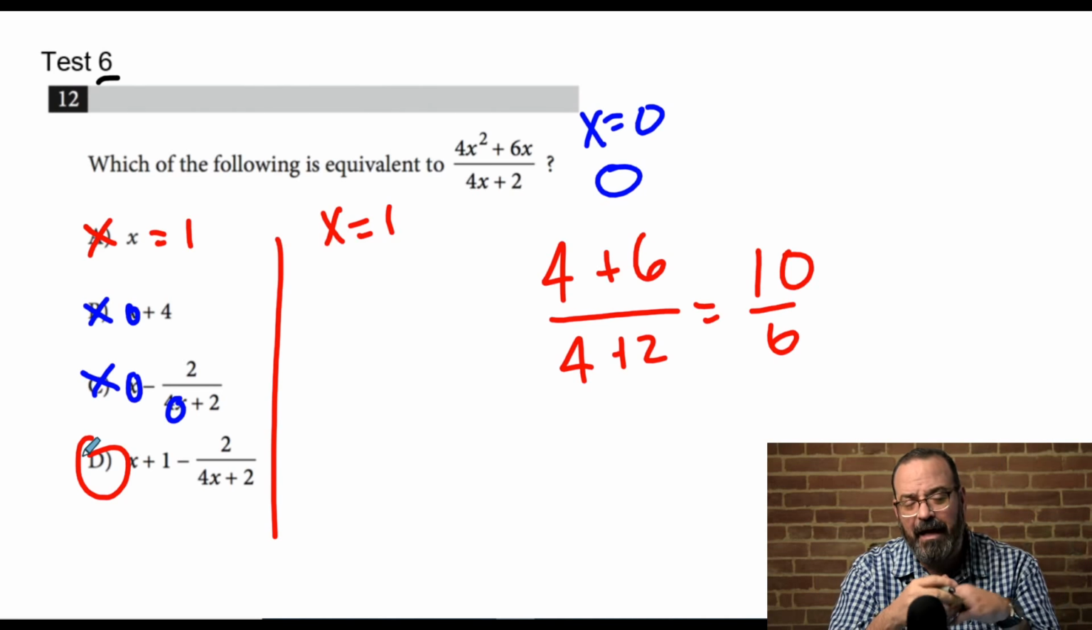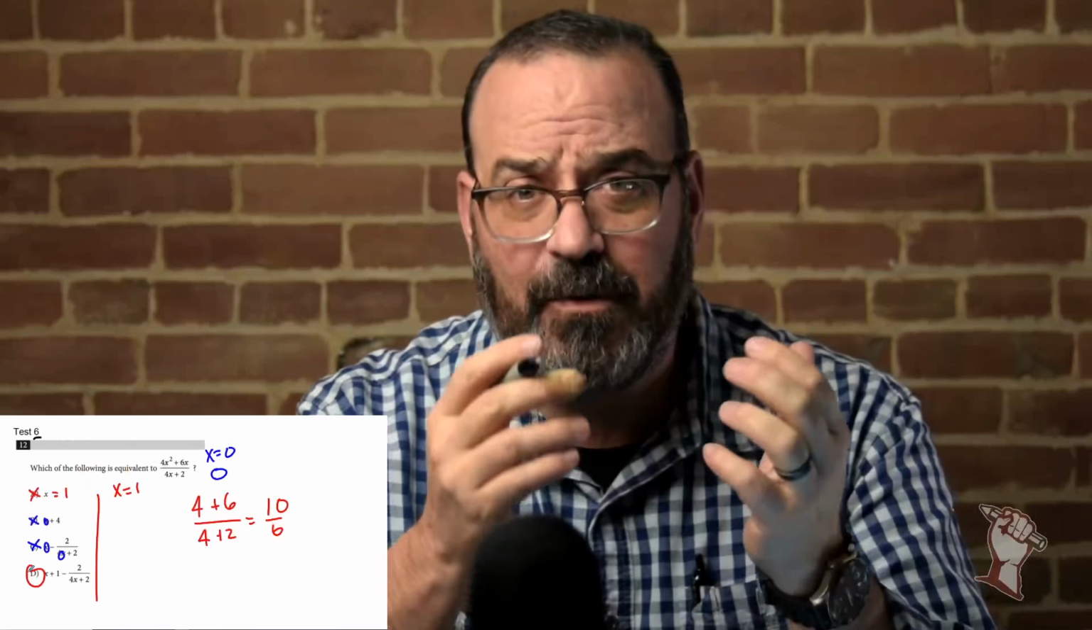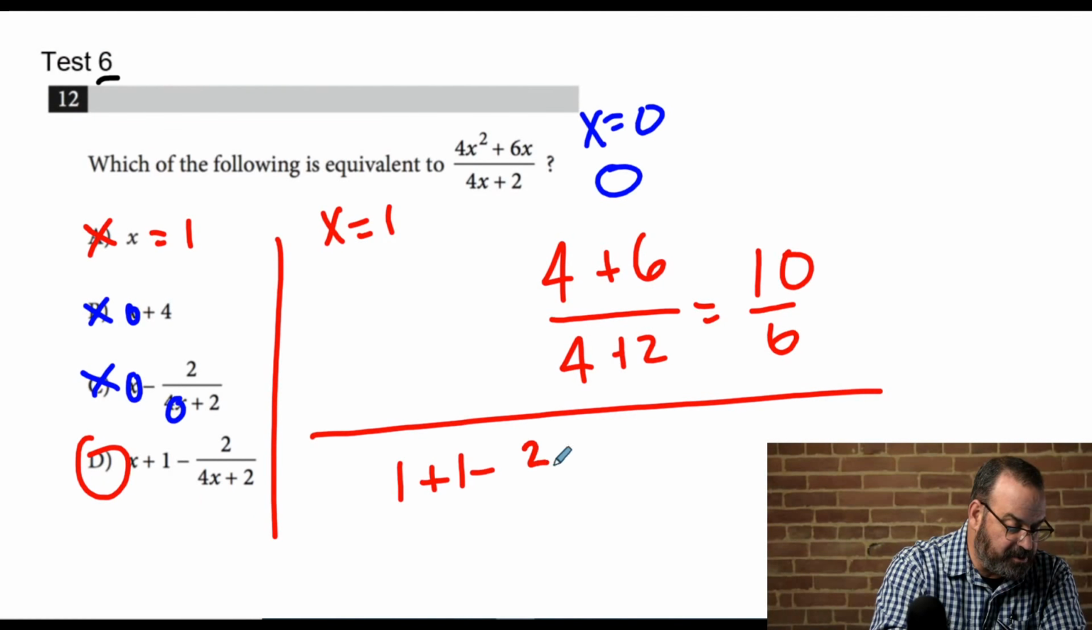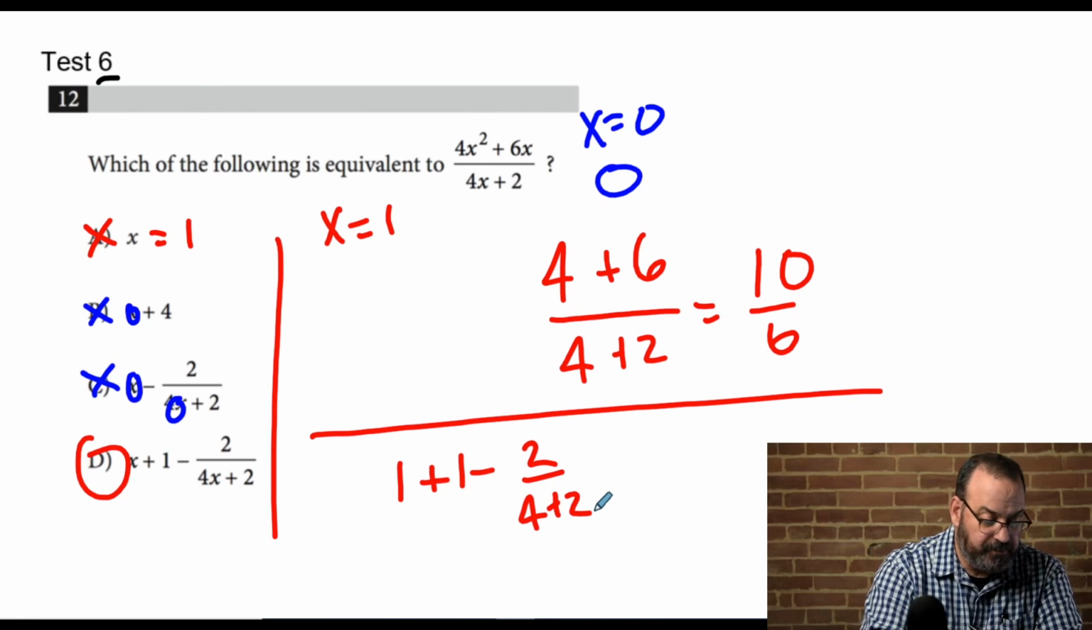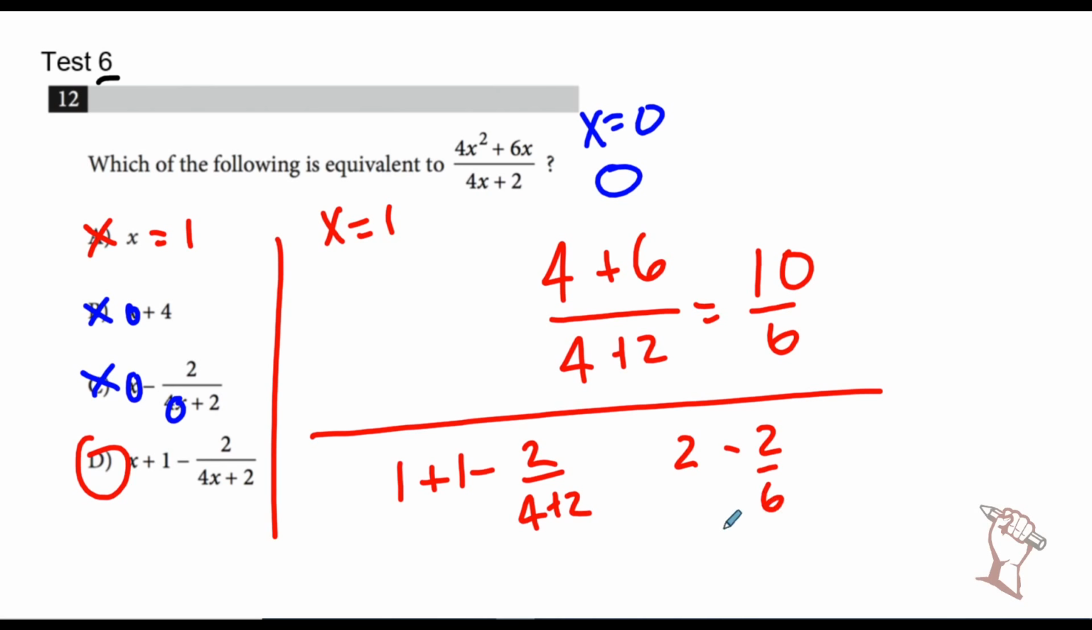Isn't this a fun game? I really had a great time when I started looking at rational functions and saying, they're so easy if you just plug in easy numbers. Let's do the right answer. Let's do the correct answer just to show that it works. 1 plus 1 minus 2 over 4 plus 2. 1 plus 1 is 2 minus 2 over 6. 2 into 6's we multiply by 6 over 6. And I get 12 over 6 minus 2 over 6, and that equals 10 over 6.